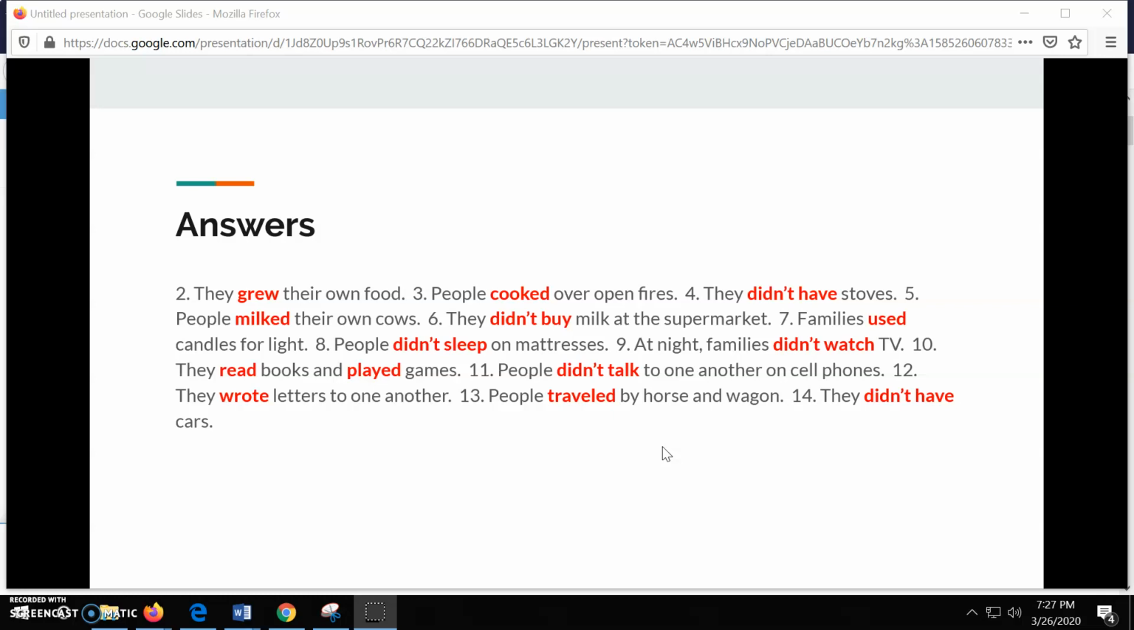10, they read books and played games. 11, people didn't talk to one another on cell phones. 12, they wrote letters to one another. 13, people traveled by horse and wagon. And 14, they didn't have cars.